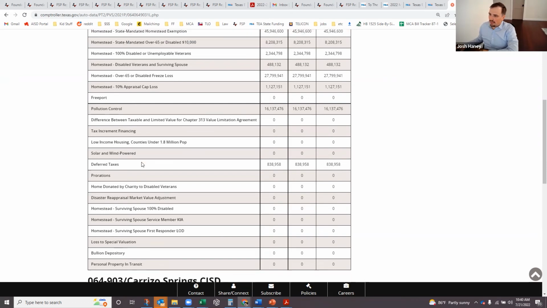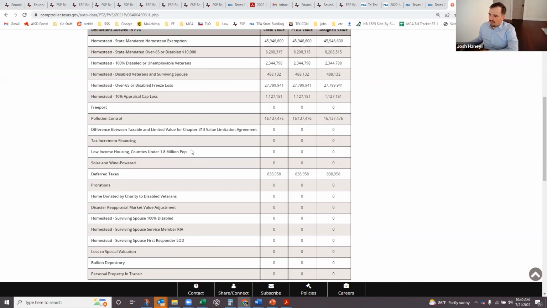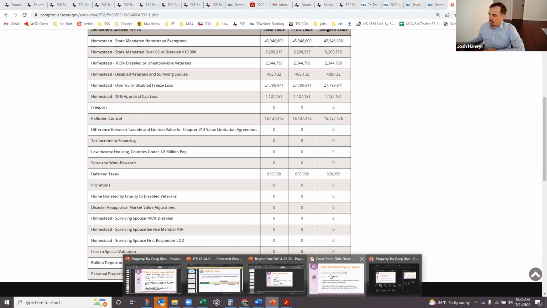The other thing that we haven't adjusted for is if you have a TIF, tax increment financing. This is a special limitation that's allowed in statute. If you had it, it would show up on, let me go back here.